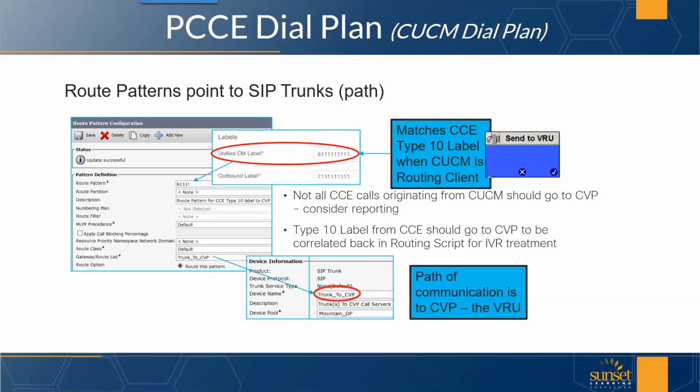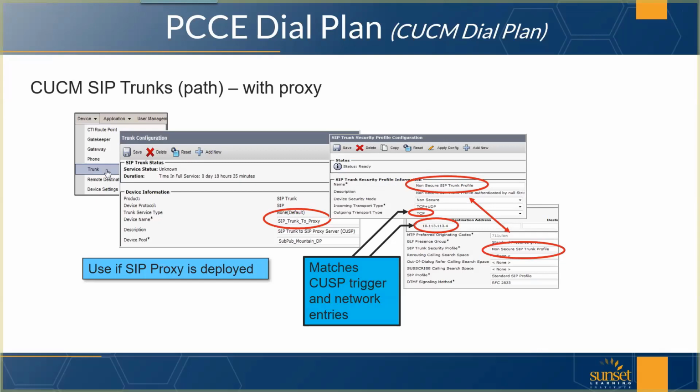And the SIP proxy IP address is here. And the protocol, oops, if you're using SIP proxy, then it's the same process. We're setting up a SIP trunk, but rather than set it up to CVP, which is a fairly simple configuration, I'm now setting it up to SIP proxy. And because I'm now setting it up to SIP proxy, there are some additional trigger and network entries which need to reflect what's been configured in CUSP. Clearly, I also need to define the appropriate IP address, which is the IP address of my SIP proxy server.